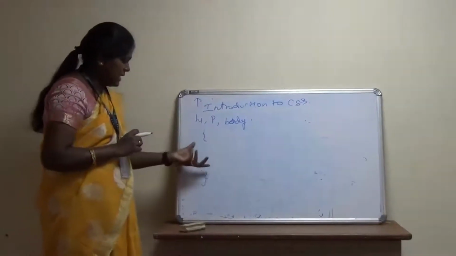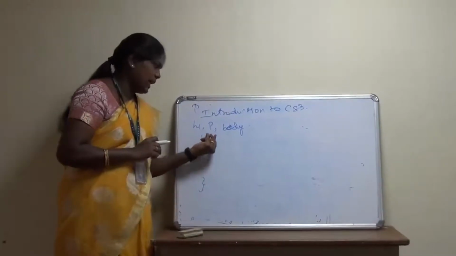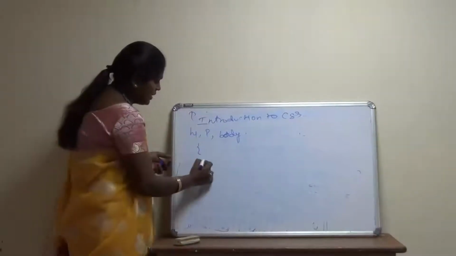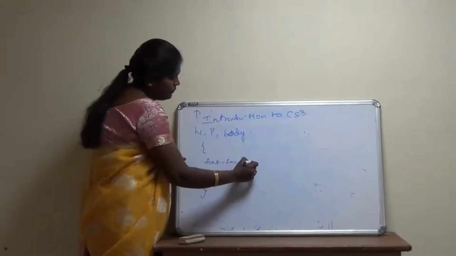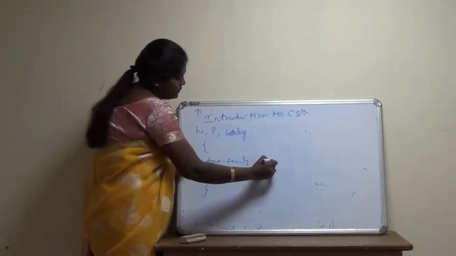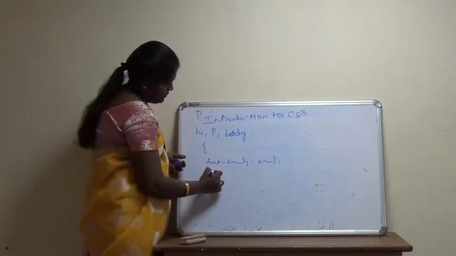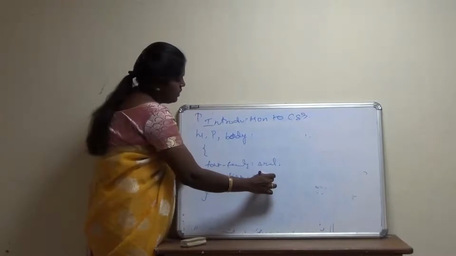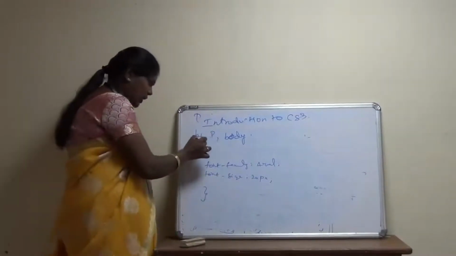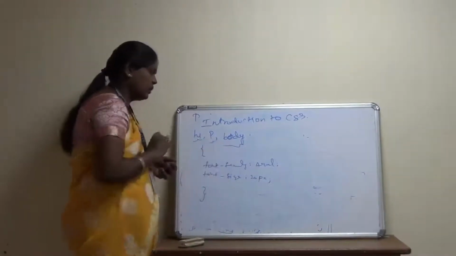So I want to apply the same set of styles to H1, paragraph and body. So inside I give some styles. Font family, Arial, font size 20 pixel. So this will be applied to all 3 elements, which is called a group selector.